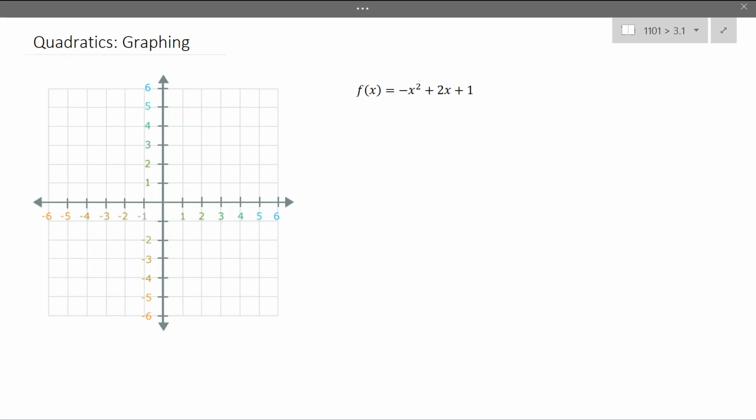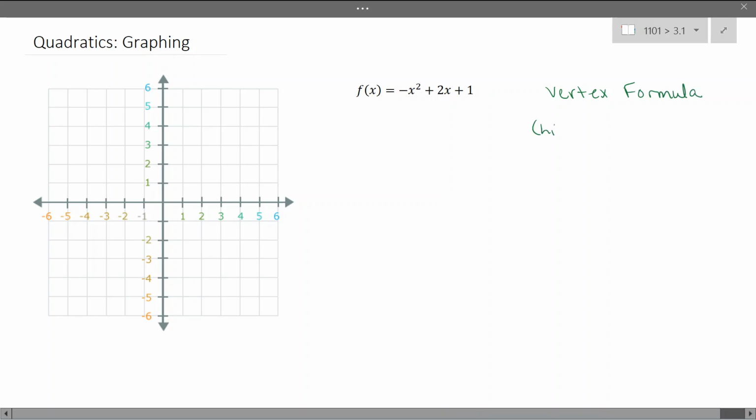In this video, we're going to be talking about graphing quadratics. So the first thing you want to do when you graph a quadratic is to find the vertex. And we'll do that using the vertex formula, which is h comma k equals negative b over 2a times f of negative b over 2a.